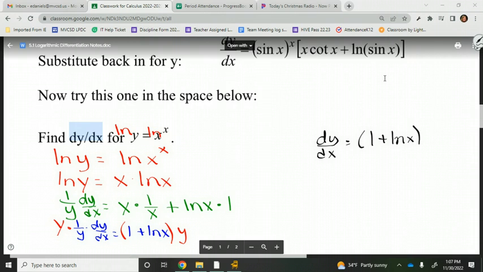But I'm going to replace y with its original equation. y was equal to x to the x power. Ta-da! That's all we have to do. Easy, but scary.